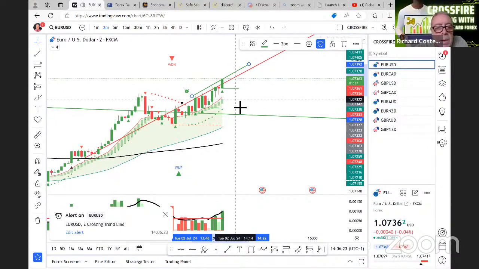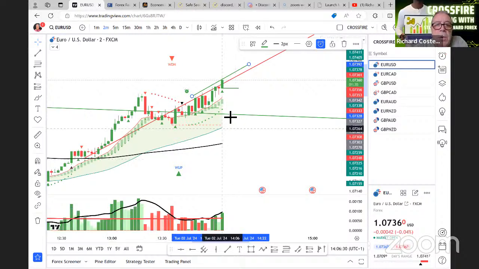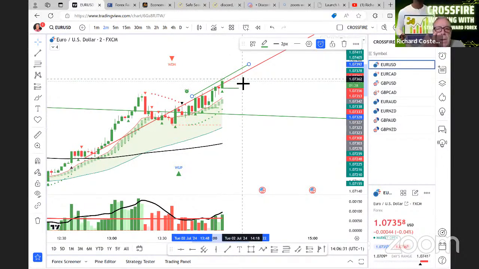Right. Sticking with Euro US, we've just crossed the trend line. So we've got an alert on Euro US. It's just made a move to go above my trend line.